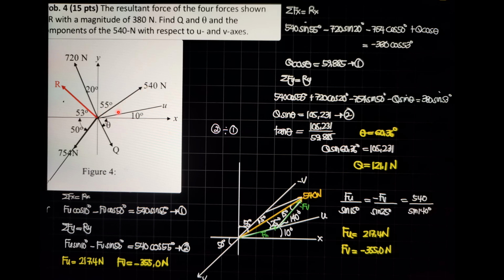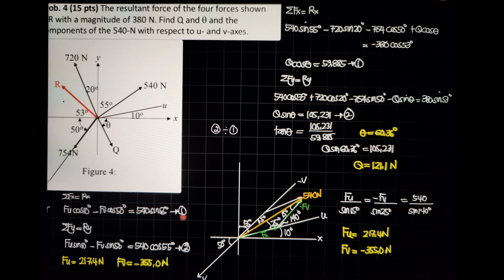So summation forces X is Rx. Imagine this is FU. The X component of FU is positive, FU cosine of 10 degrees. Then the X component of FV, which is in this direction, is negative. It is to the left. So minus FV cosine of 50 degrees. That's the component of FV, assuming FV is positive in that direction. Then equals the X component of 540, which is positive 540 sine of 55 degrees. Call that equation 3, because we already have equations 1 and 2 here.